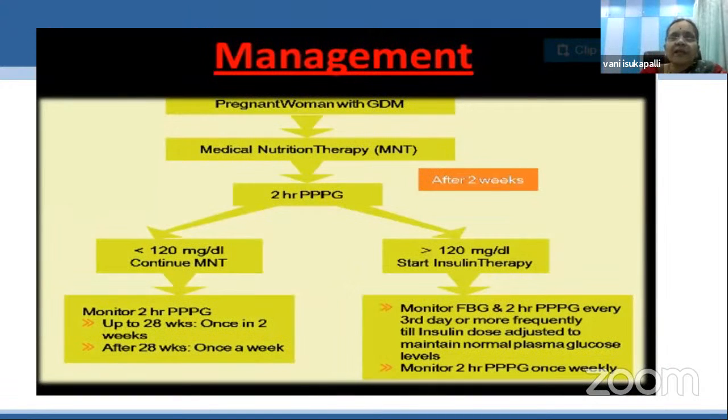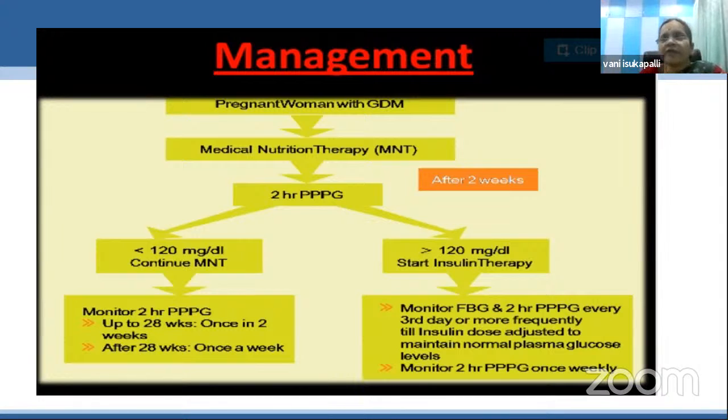So pregnant women with GDM, a confirmed GDM case because she was having more than 140 milligram per dL in the DIPSI test. So she is a candidate for GDM, and she was put on medical nutrition therapy.